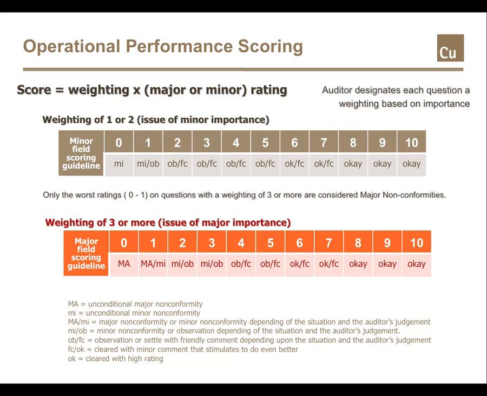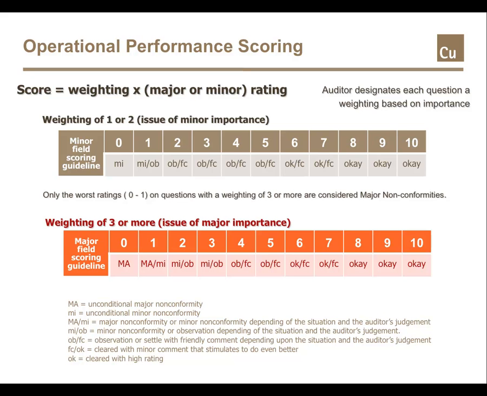Going through the full categorization at the bottom of this slide, MA denotes a major non-conformity, and as we said, that can only be applied to answers where the weighting is 3 or more. And since ISO 50001 concentrates on aspects that will lead to positive business development, MA is almost non-existent in energy management system categorizations, unless the auditee has knowingly ignored perhaps the legal requirements.